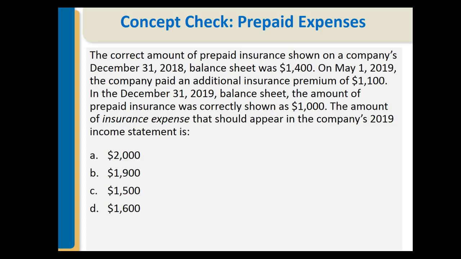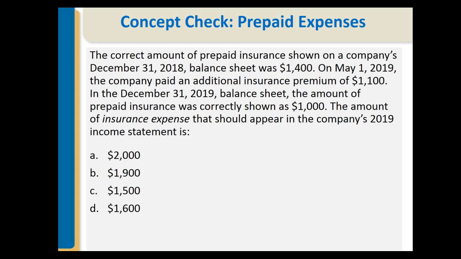The amount of insurance expense that should appear in the company's 2019 income statement is it $2,000, $1,900, $1,500, or $1,600?